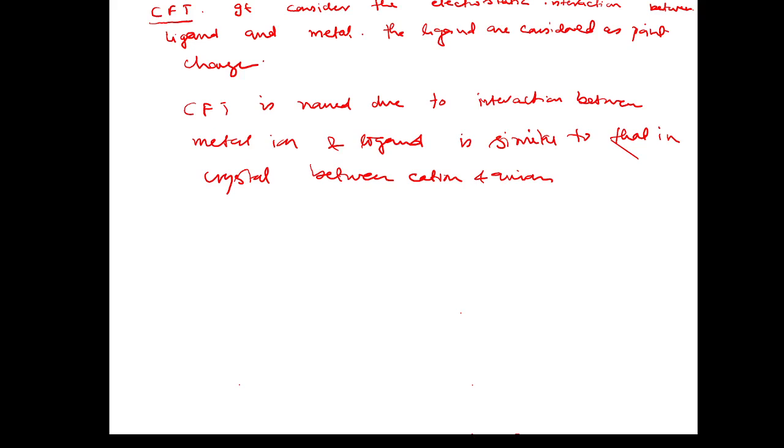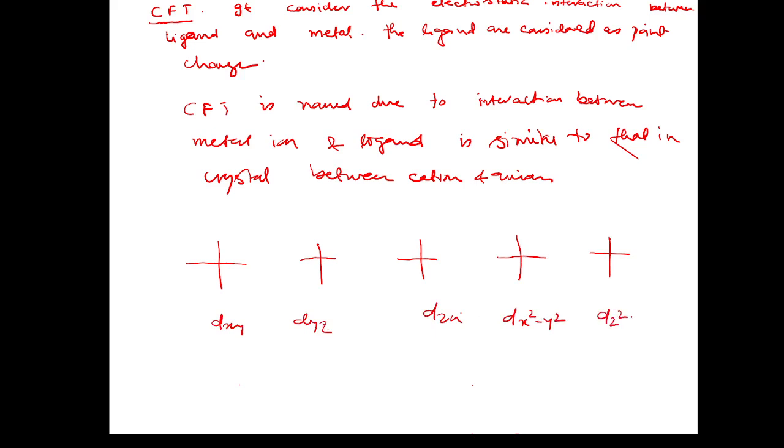Now I will briefly draw all the d orbitals. So there are 5 d orbitals: dxy, dyz, dzx, dx square minus y square, and dz square. dxy means the lobes are between the x and y axes. dyz means the lobes are in between y and z. dzx means the lobes are in between z and x. And dx square minus y square means the lobes are on the x and y axes. And dz square means it is along the z axis.